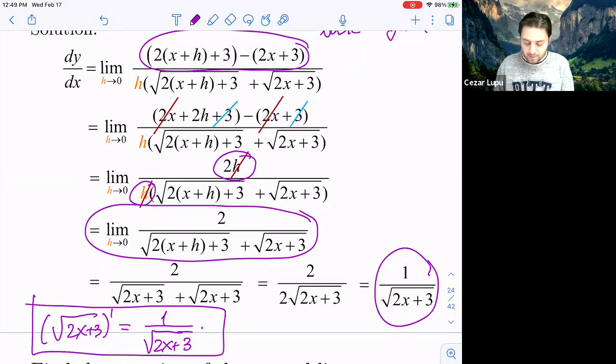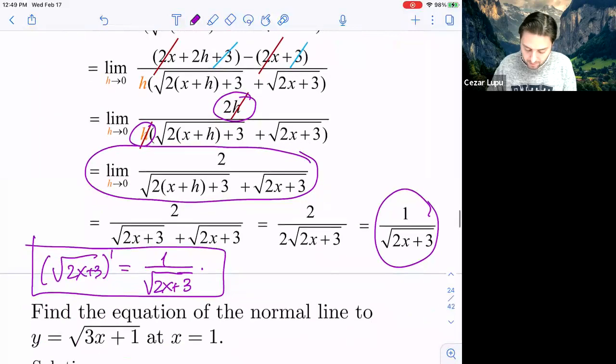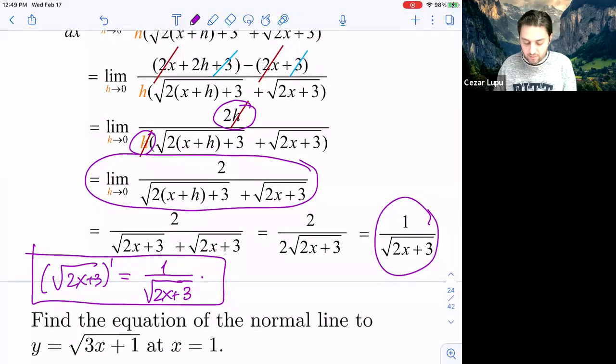Okay, now let's see another problem. So we have something similar. Find the equation of the normal line, whatever that is, we'll find out. So we need to find the equation of the normal line to this curve, y of x equals the square root of 3x plus 1, at the point x equals 1. That's very important here, at this point here.